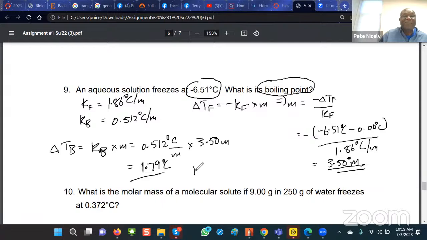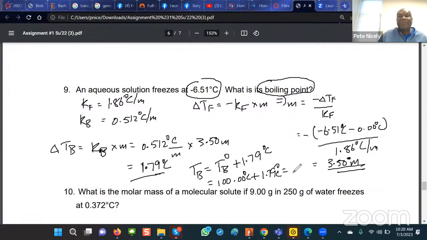So the boiling point of the solution would be equal to the boiling point of pure water plus the 1.79 degrees Celsius. And the boiling point of pure water is 100.00 degrees Celsius. So we add 1.79 to that. And that would be equal to, let me put that down here. That would be equal to 101.79 degrees Celsius. And that would be the answer to that question.